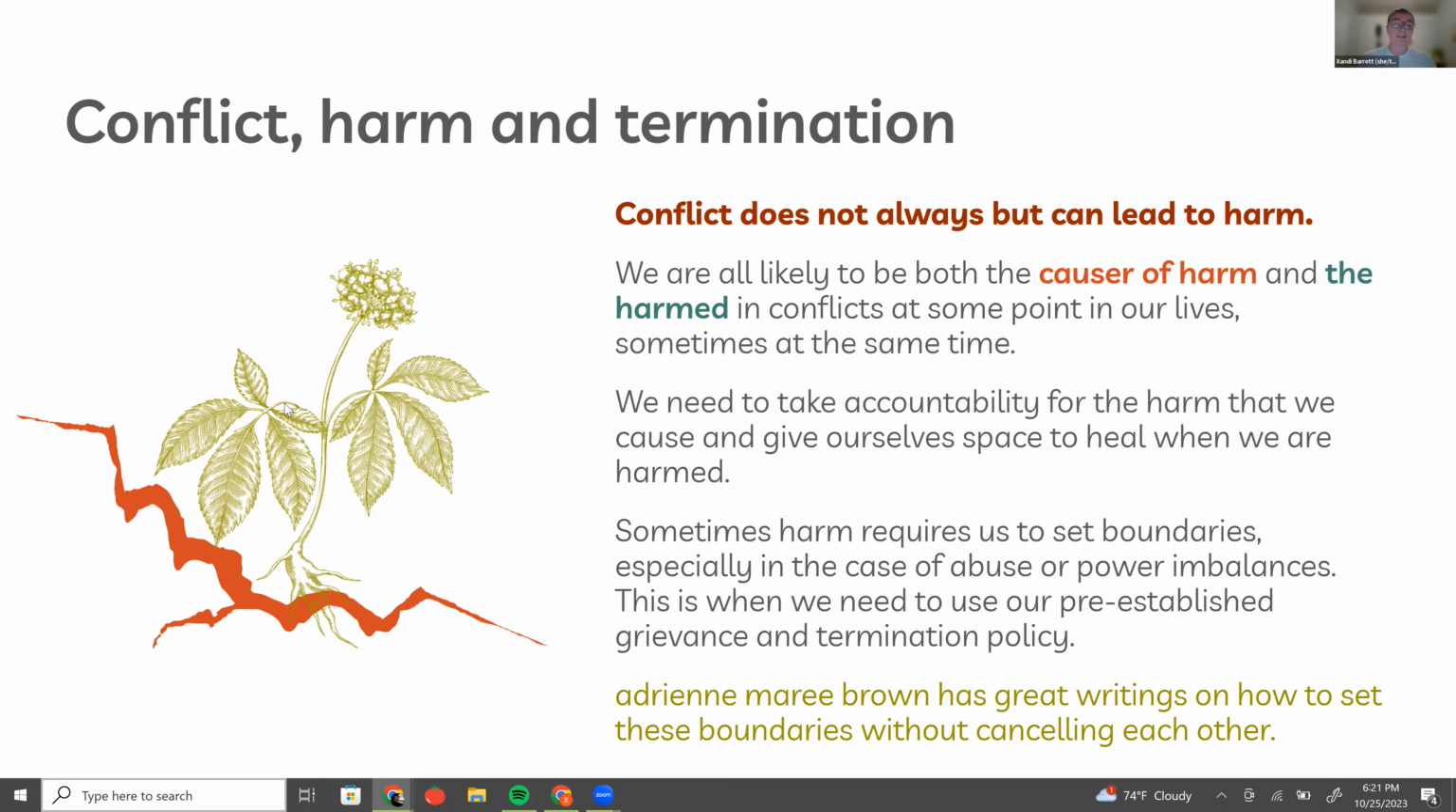And then finally, Chris talked about this earlier, but sometimes harm requires us to set boundaries and procedures. If we have pre-established procedures in place, we know when to have a termination or set important boundaries, especially in cases of abuse or power imbalances. And I highly recommend Adrienne Maree Brown's writings on harm and conflict, because they do a really great job of talking about how we can set these boundaries without canceling each other.